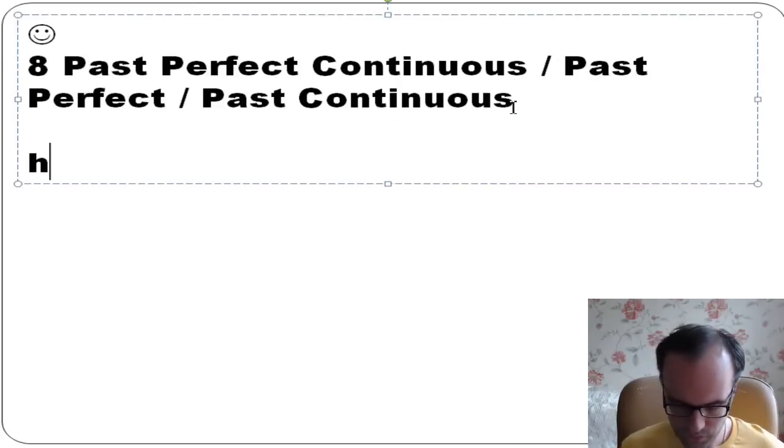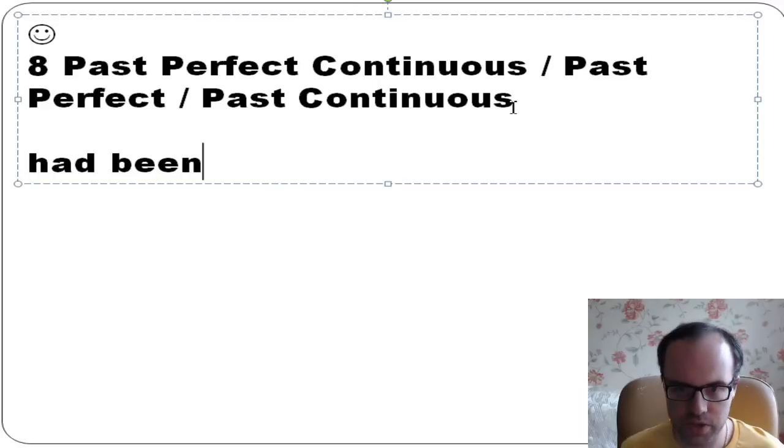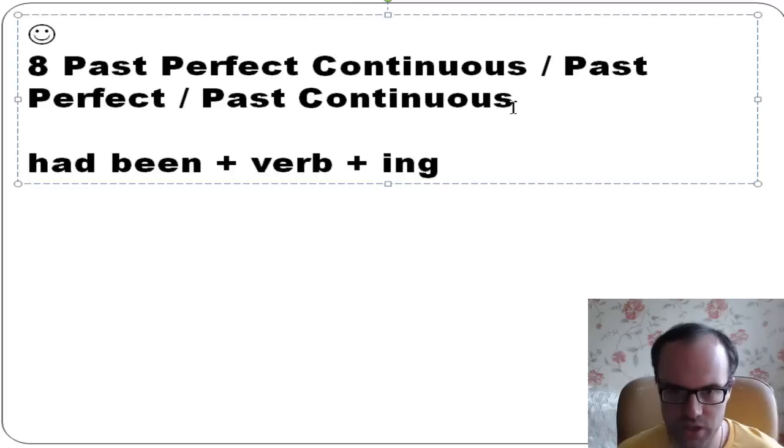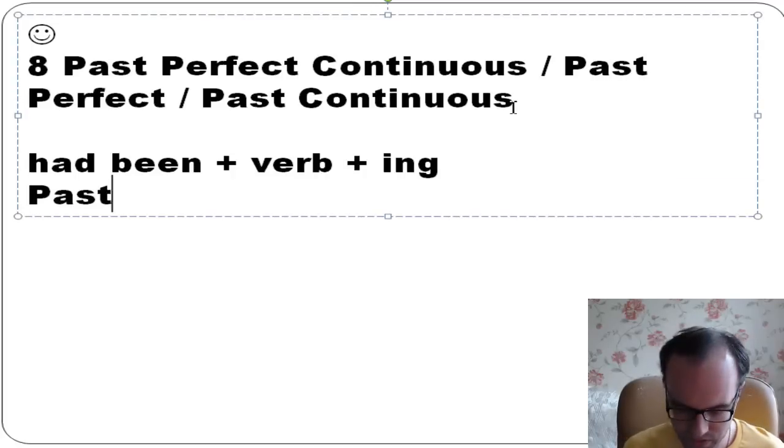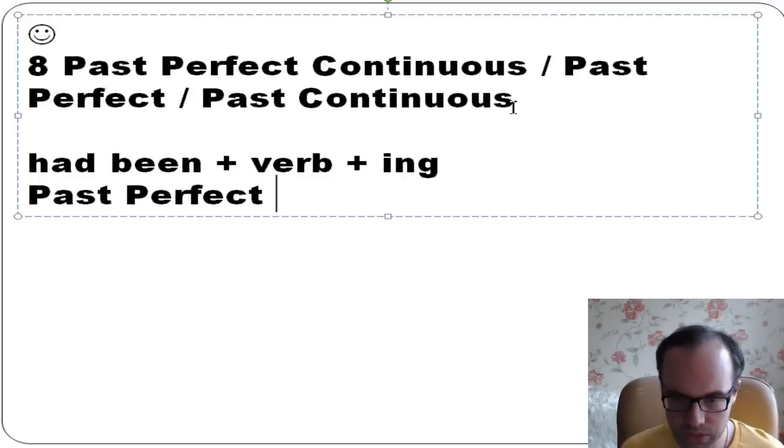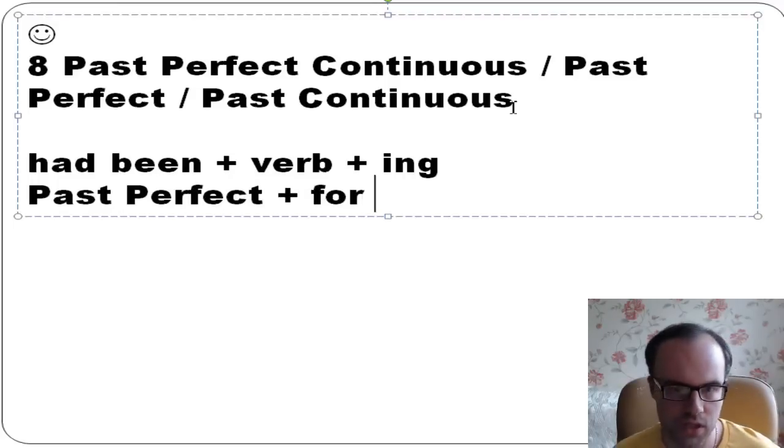Well, how do we form past perfect continuous? Had been plus verb plus ing. So what is past perfect continuous? Past perfect continuous is past perfect plus for. You know, it's like present perfect continuous when you have for. So it's past perfect plus for.